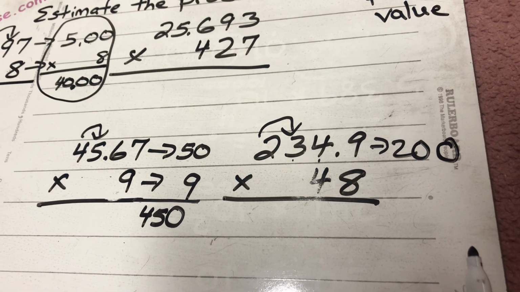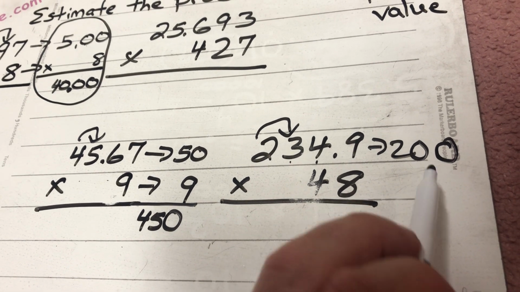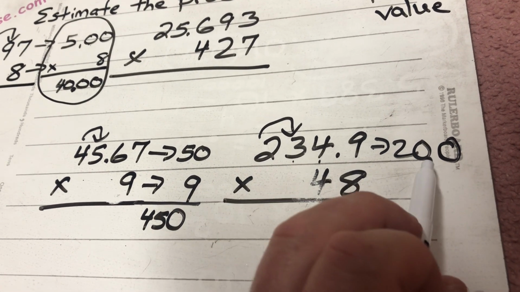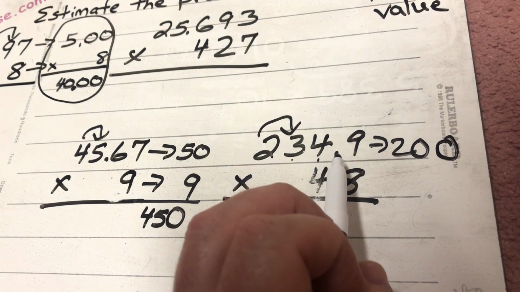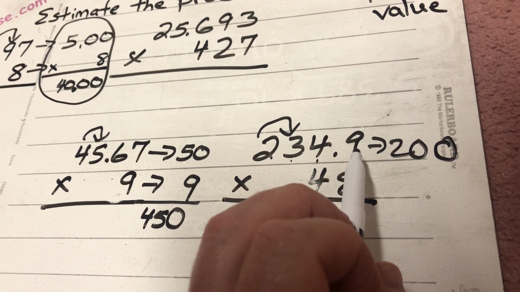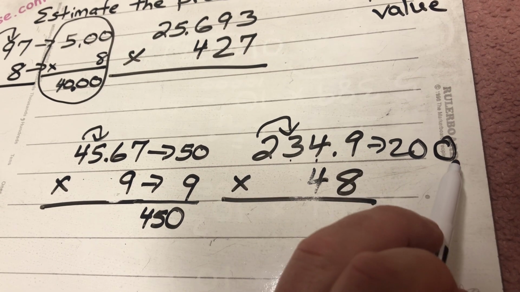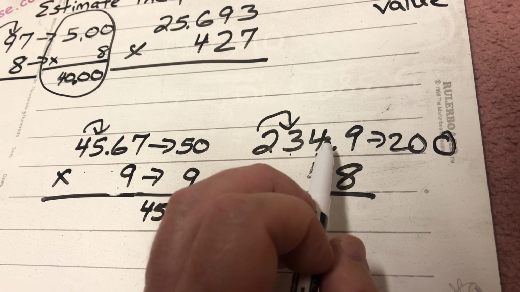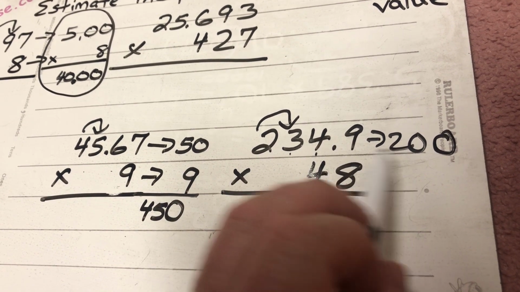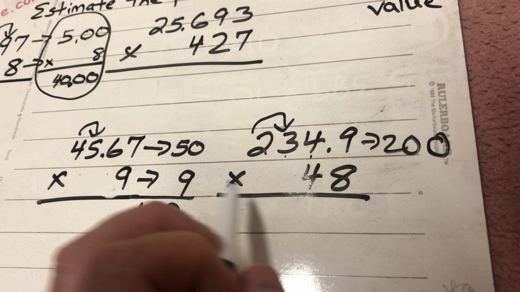Which means that I have to include them in my answer. Then I'm going to put on 0.0, okay? I can, if I want to, put 0.0. I get 234.9, but I do have to put those zeros before the decimal.